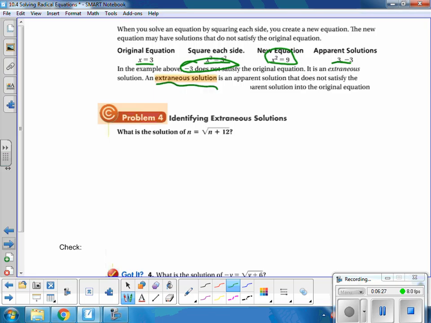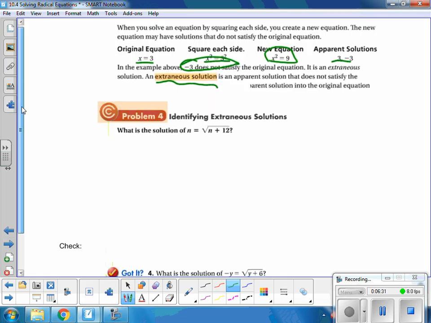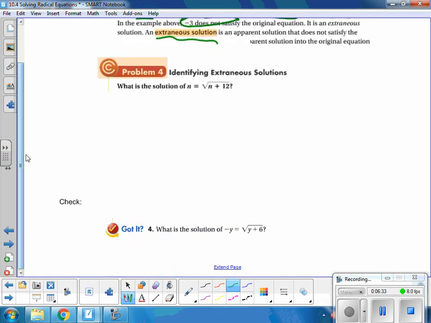So this is why we need to start checking our answers. Rather than just getting an answer, when we're dealing with radicals, we need to check to see if it indeed is true. And I'll show you an example here on problem 4. Okay, so I have n equals the square root of n plus 12. What I am going to do on this one is square both sides to turn off the radical and end up with n squared equals n plus 12.